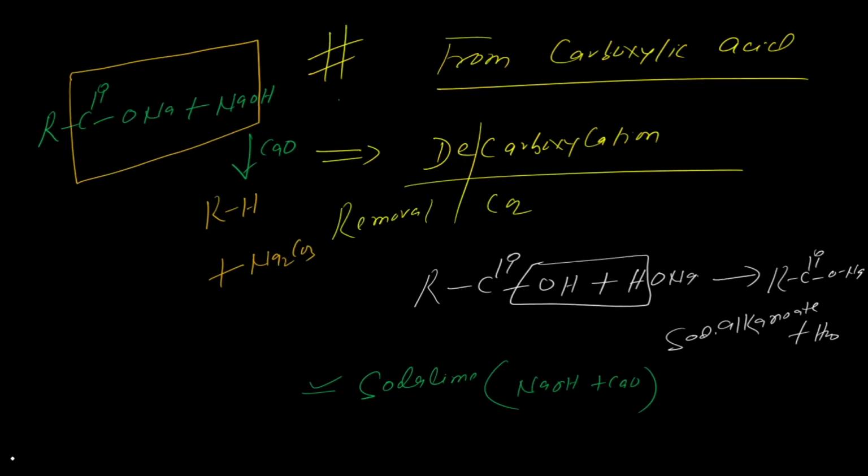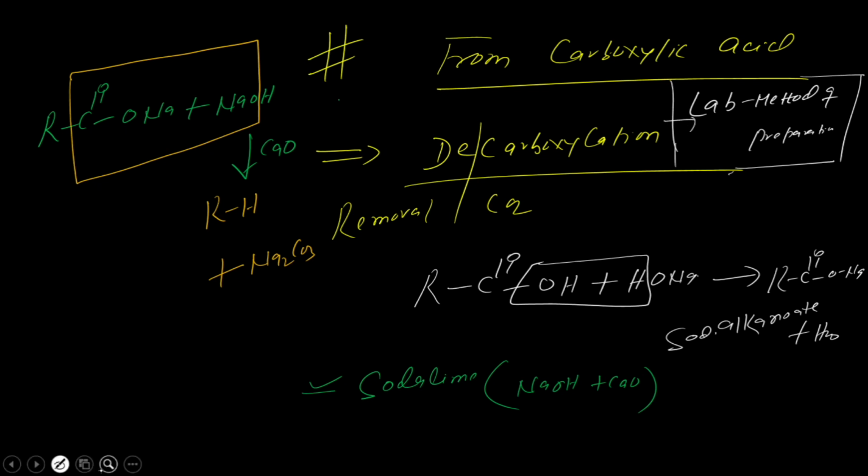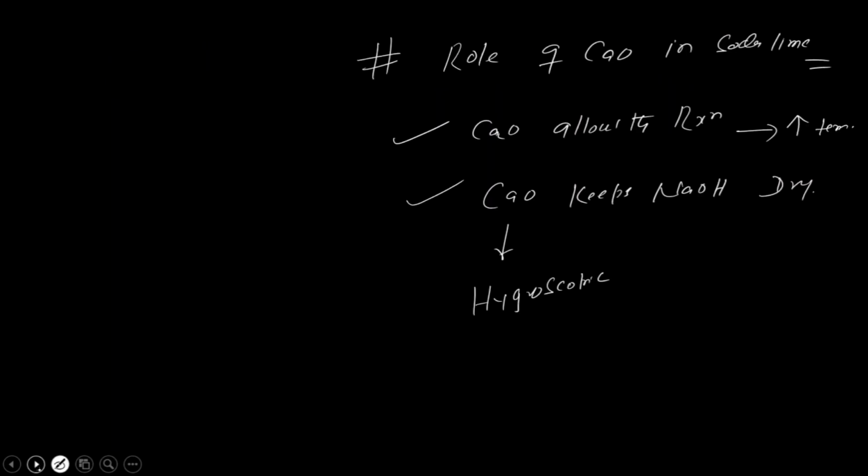So this is the decarboxylation reaction. This is the lab method of preparation. You should keep this in mind, because they may directly ask what is the lab method of preparation of methane. Decarboxylation is a lab method of preparation. Now we have to move towards the next one.